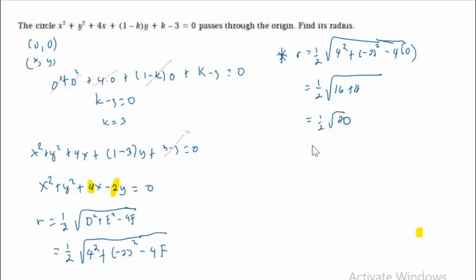root of 20. And the square root of 20 is 2 square root of 5. So we have 1/2 times the simplification of the square root of 20, which is 2 square root of 5. So multiply by 1/2. We can cancel the 2s, this one and that one. Therefore, the radius is equivalent to the square root of 5, which is what we are looking for. So the value of the radius is equivalent to the square root of 5.